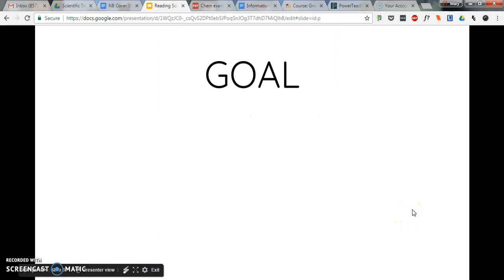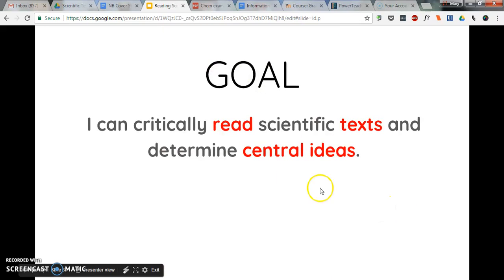Okay, welcome back. So this goal is about reading texts to obtain the central ideas. We need to know what ideas we need to walk away with and which information was just used to help us better understand them.